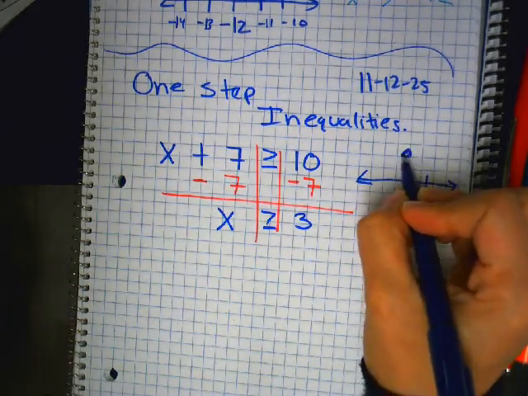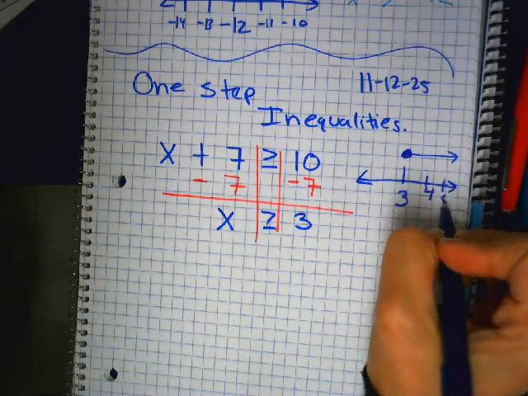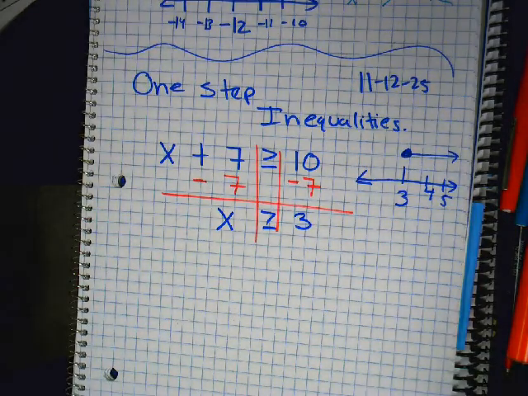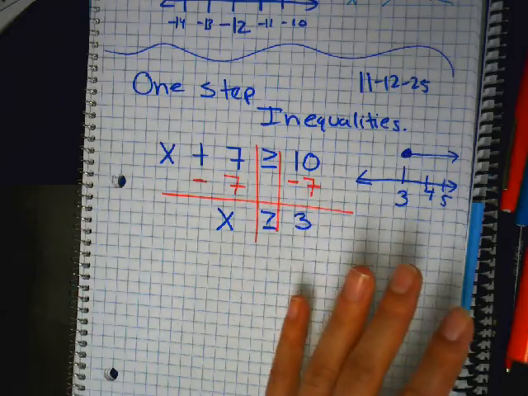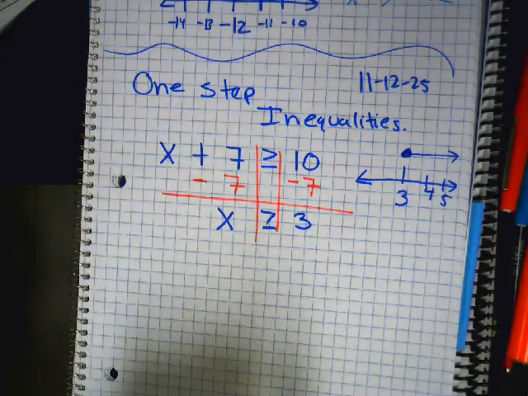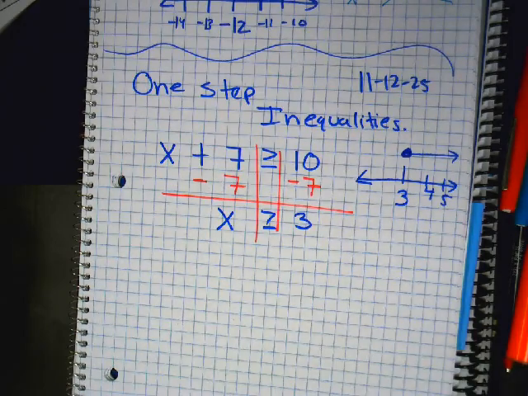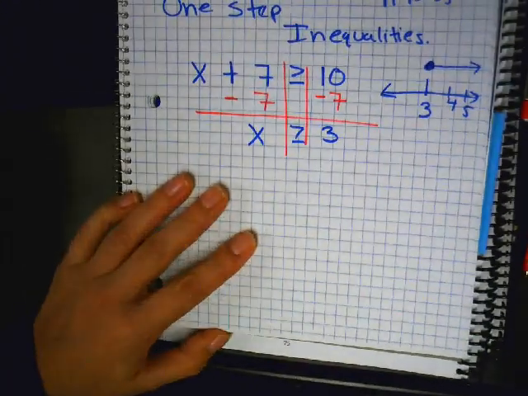So close circle all of these numbers. 3, 4, 5, 6, 7, 8, 9, 10. Pay attention, learn. These can be used as answers for x. So x could be 4, x could be 5, x could be any number above 3.